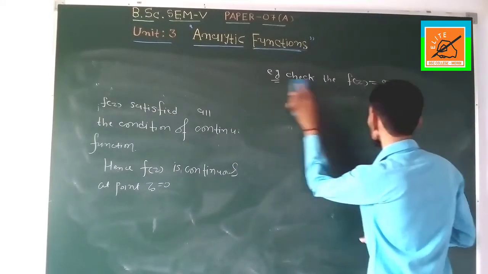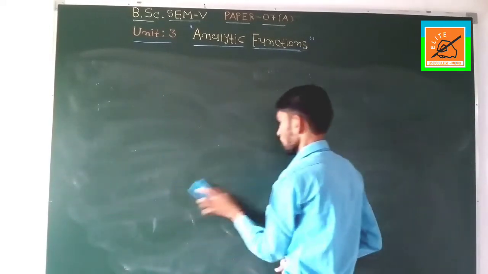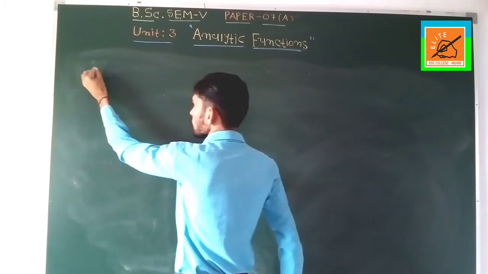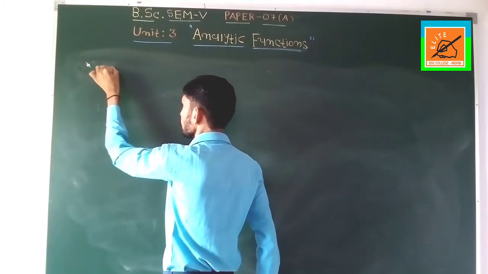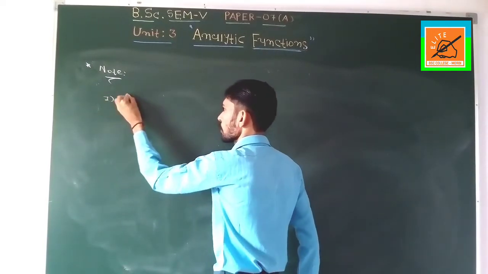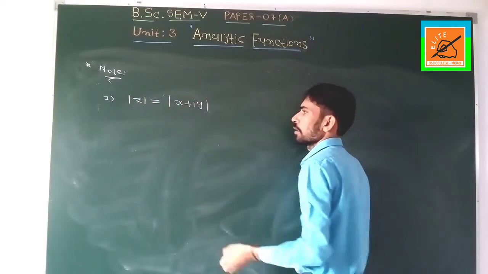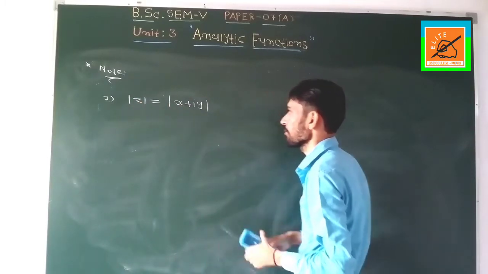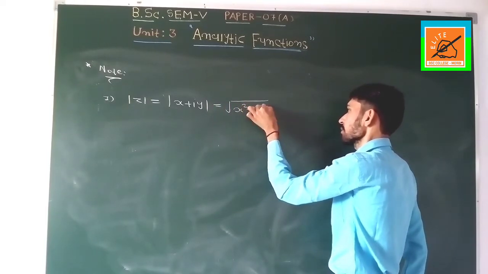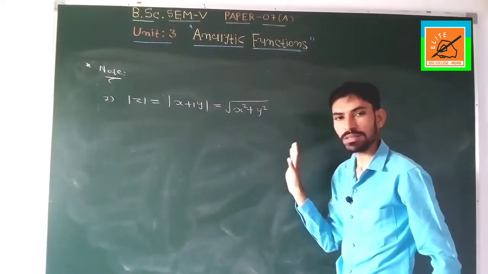Before we state the statement of the theorem, here we recall the definition of a two variable function. So first of all, write down the notes. The first note is: the modulus of z, mod z, where z is defined as x plus iy. So the modulus of x plus iy is nothing but the under root x square plus y square. So keep in your mind modulus z is defined as the under root x square plus y square.